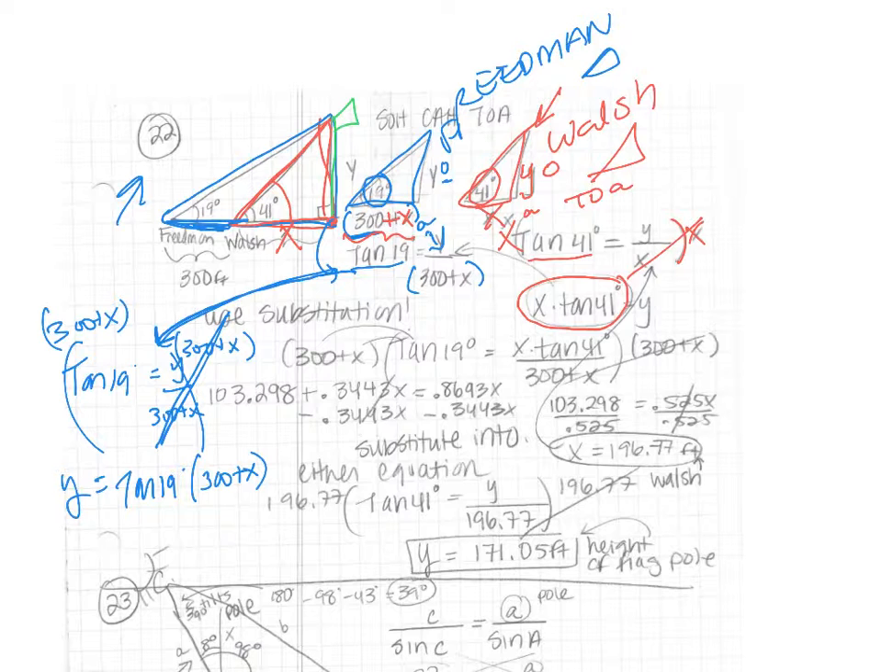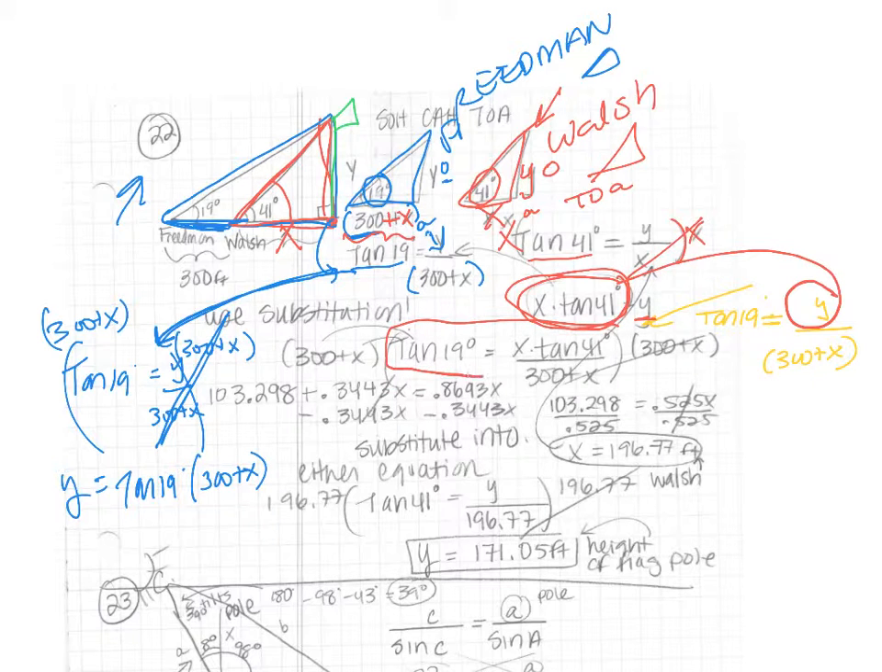You have to use one of the equations. So Friedman's equation is tan 19 degrees is equal to y over the quantity 300 plus x. In order to solve for y or x, we can only have one variable. So if you remember, Mr. Walsh's triangle had isolated y, and it was x times tan 41 degrees. So we're going to replace that into Friedman's y slot, and that brings us down to this equation. We only have one variable, so we're going to solve for x.